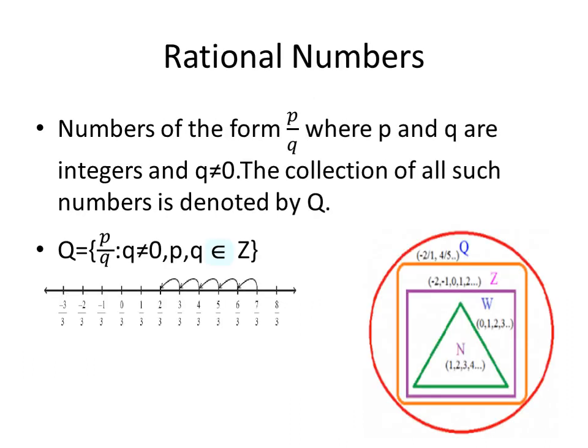Next we have rational numbers. Numbers which can be represented in the form of P by Q, where P and Q are integers and Q is non-zero. The collection of all such numbers are known as rational numbers and they are denoted by capital Q. In set form also we can represent Q as P by Q such that Q should not be 0 and P and Q belong to integers.